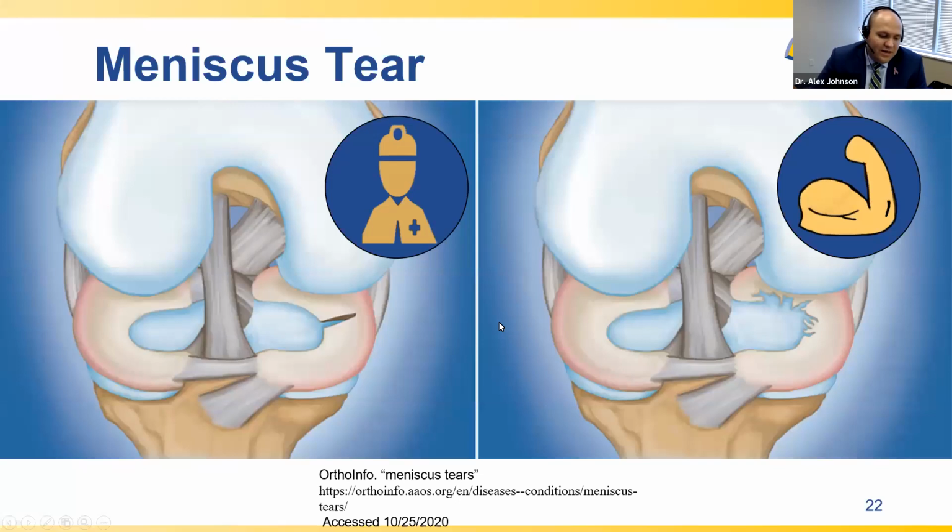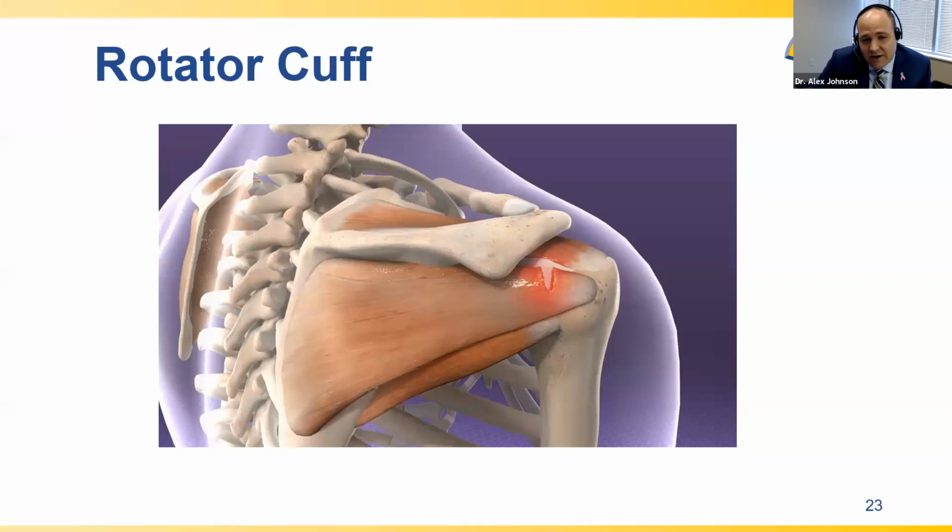But the main thing with a meniscus tear is to have it evaluated. Sometimes we'll get an MRI of the knee for a meniscus tear to see what it looks like. And depending upon your symptoms, it may require surgery, or it may be something that we can get better with injections and physical therapy. So let's move on to the shoulder.